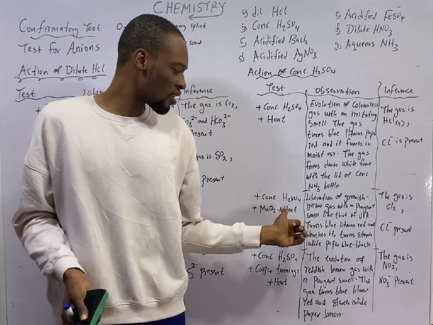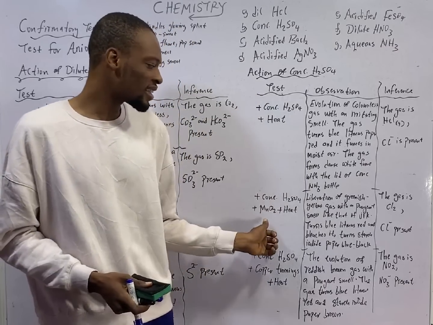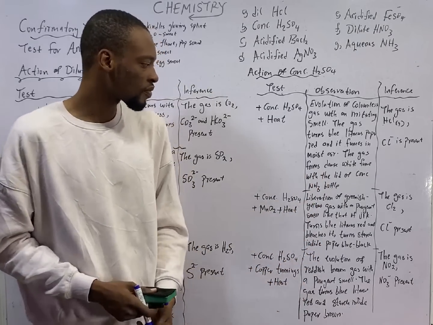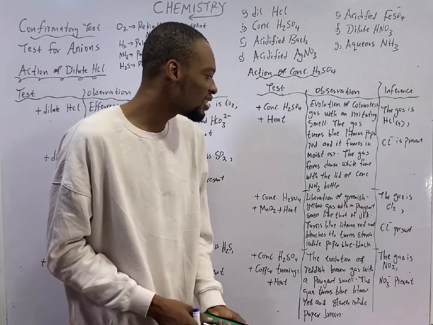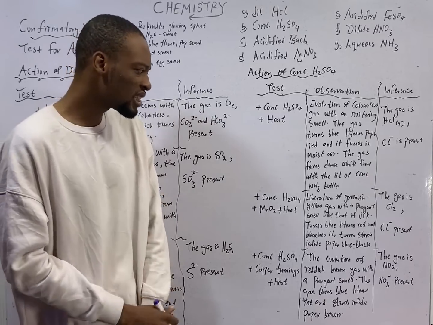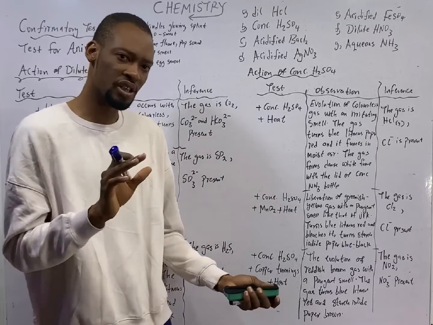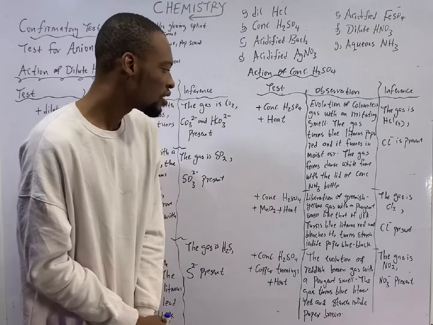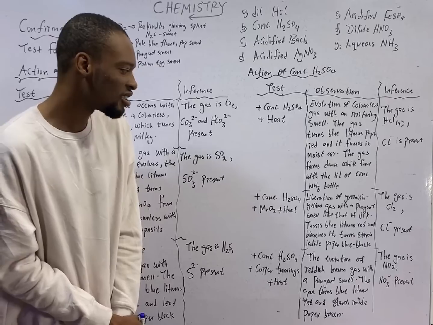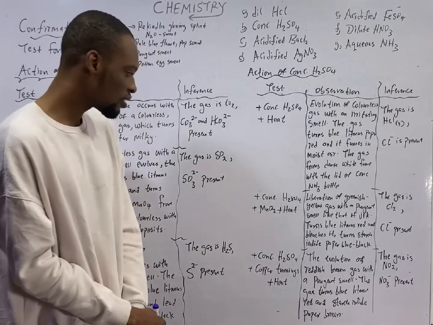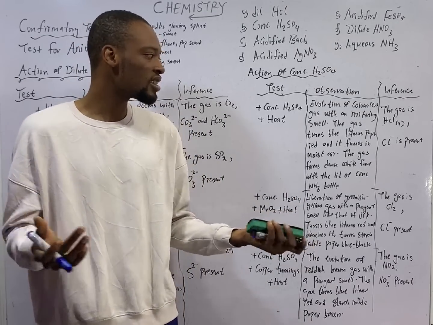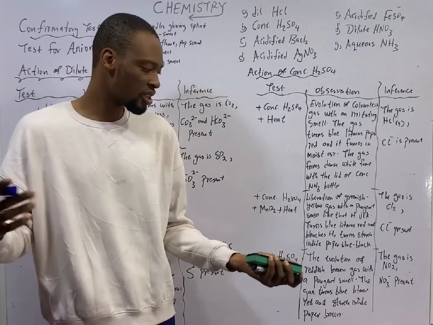Then you'll be told that conc H2SO4 plus manganese oxide plus heat was added. Now this is the observation. There's a liberation of greenish yellow gas with a pungent smell. Now you see the keyword, pungent smell, like that of bleach. This turns litmus paper red and bleaches it. It turns starch iodide paper blue black. What is present? That is simply chlorine gas, and the ion present is chloride ion.